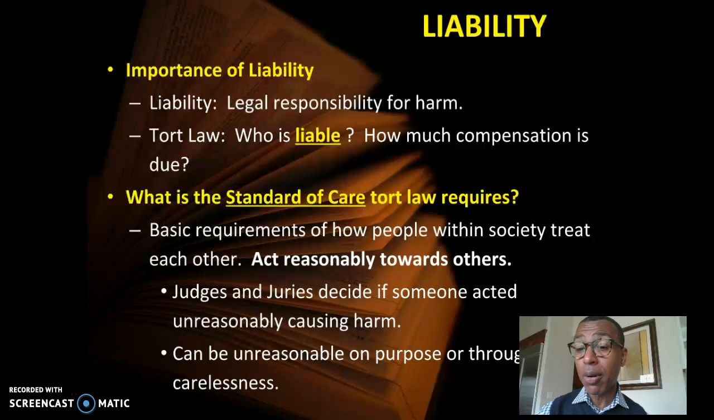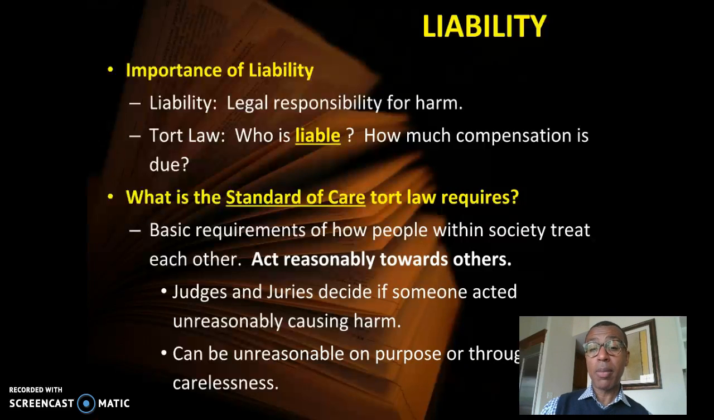Another great example would be a person that may be hospitalized. If a person is hospitalized, that means they miss days of work, they lose compensation from their job, they miss wages, they miss income. Well, someone has to pay for the loss. So tort law is concerned with who is liable or who must pay.